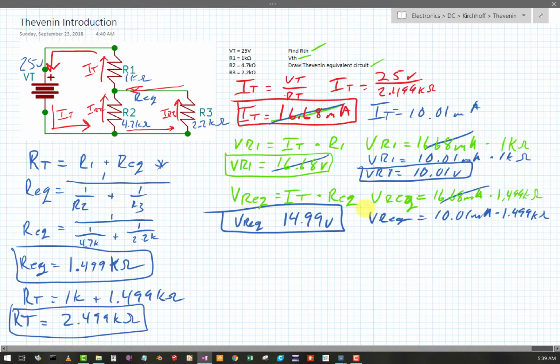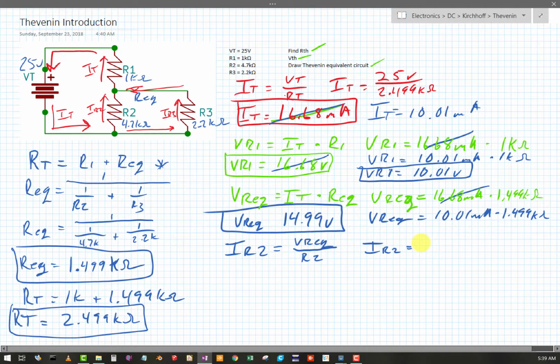Okay, so that's cool. Very familiar number. Let's check those currents and finish this out. Now IR2 can be found. I'm going to Kirchhoff this in a second. So IR2 is going to be VREQ over R2's number.